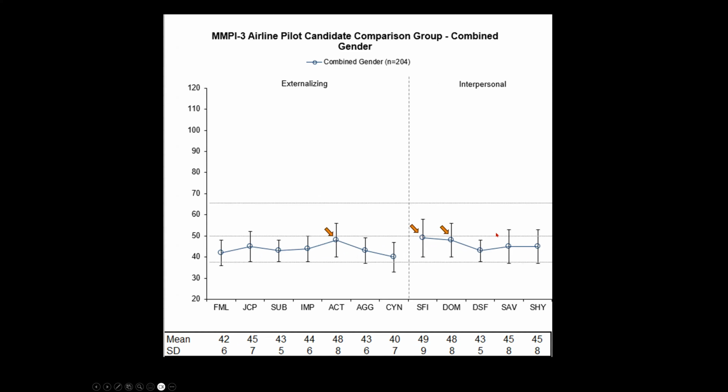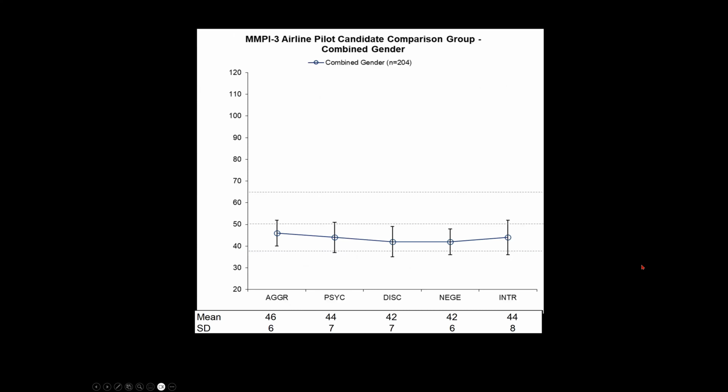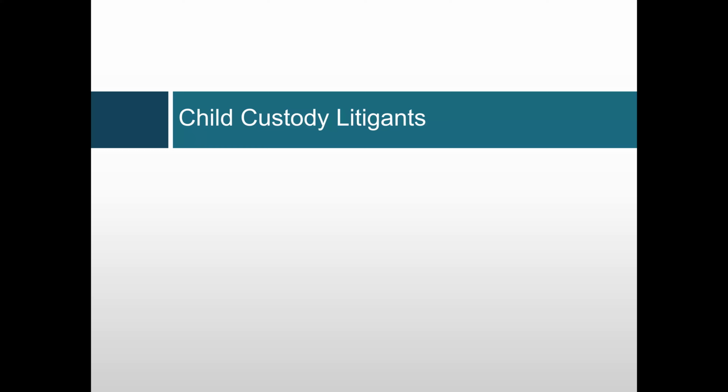And that's also the case for our self-importance and dominance interpersonal scales, and also for the activation scale. Again, this is well within normal limits. It is slightly below the general population mean of 50, with a slightly smaller standard deviation as well. And nothing in particular stands out with regard to the Psi-5 scales for our airline pilot candidates.